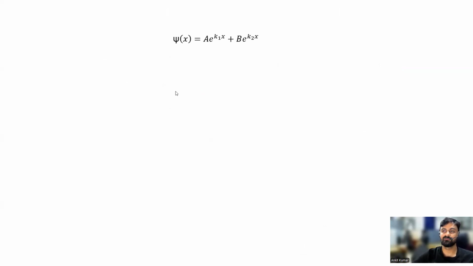Once we solve that, we get the equation psi of x equals A e to the power k1x plus B e to the power k2x. Here in this problem, k1 and k2 equal to k, something like that. And from complex numbers, we know that e to the power i theta can be written as cos theta plus i sin theta. Then we can expand this, and psi of x can be written as A sin kx plus B cos kx. Now this is the complete wave function, which is a function of x.